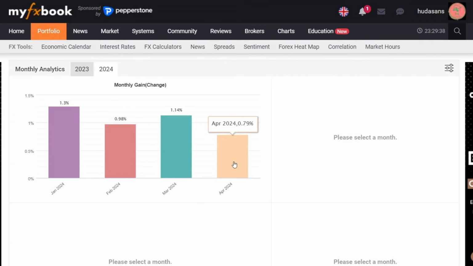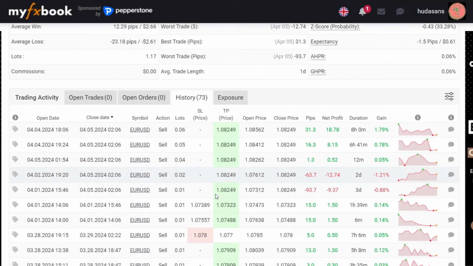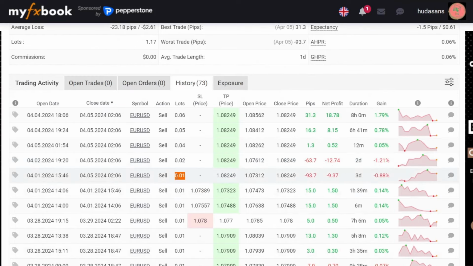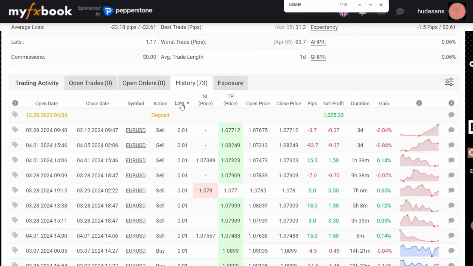The method of this expert advisor, as in general, is to apply the martingale or double lot size method. You can see here, the smallest lot size starts from 0.01 and continues to increase with each subsequent open trade. During these 4 months, the smallest lot size was 0.01 and the highest was 0.06.